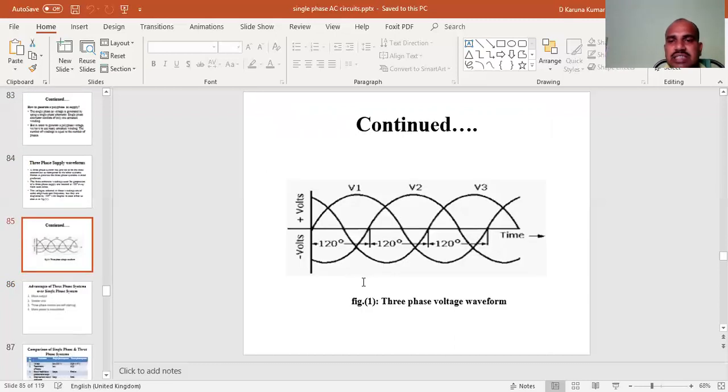For example, these are the three-phase voltage waveforms. There are three phases: the first one is V1, then V2, V3. V1 is starting at 0 degrees and V2 is starting at 120 degrees. The difference between V1 and V2 is 120 degrees, and the difference between V2 and V3 is again 120 degrees. So the total is 360 degrees. The first supply V1 starts at 0 position, the second waveform V2 starts at 120 degrees, and the third starts at 240 degrees.